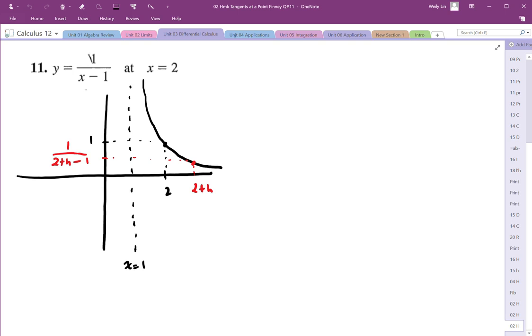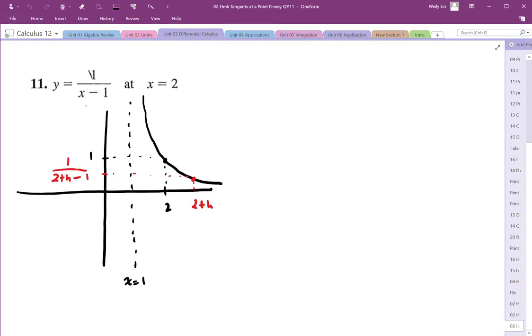Number 11 from the Finney textbook, and this is tangents at a point. They gave us this function y equals 1 over x minus 1. So I've just drawn the function here. I've got my vertical asymptote at 1. It's a reciprocal function, or a rational function, so it has an asymptote going down to 0.